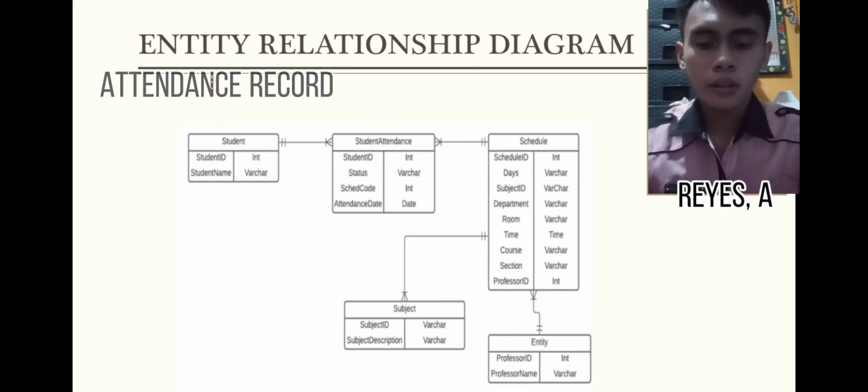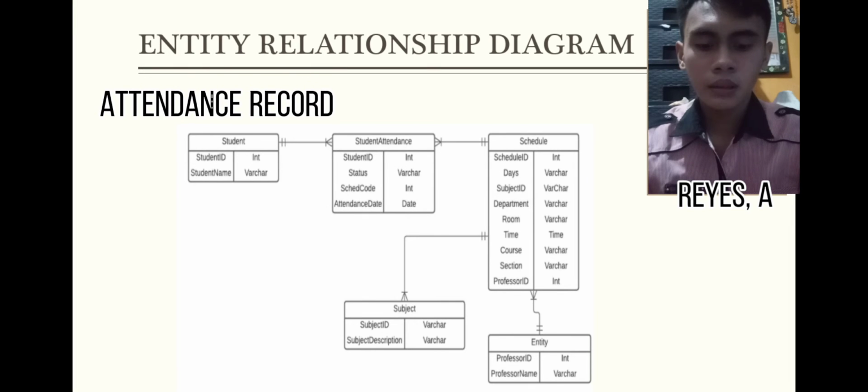And last, for the attendance record system, every student can have one or more student attendance. A schedule can have one or more student attendance and subjects. Also, the professor can have one or more schedules in every section.